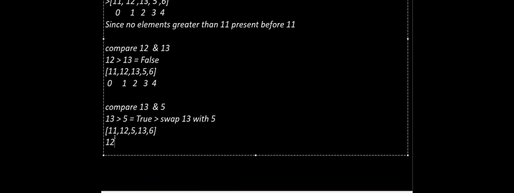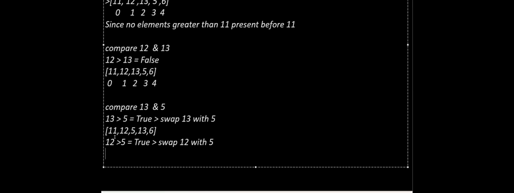So I need to again check whether 12 is greater than 5 or not. Is it true? Yeah, it is true. So I just need to swap 12 with 5. Then how will my list become? 11, 5, 12, 13, 6.